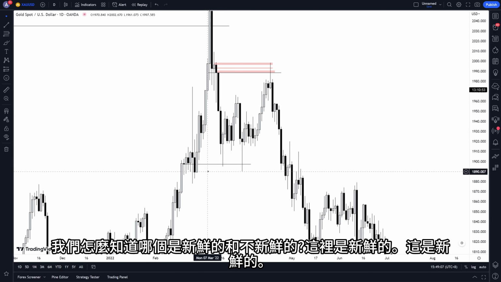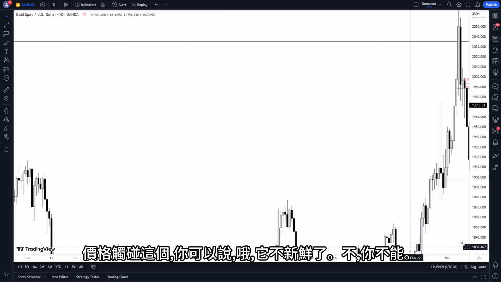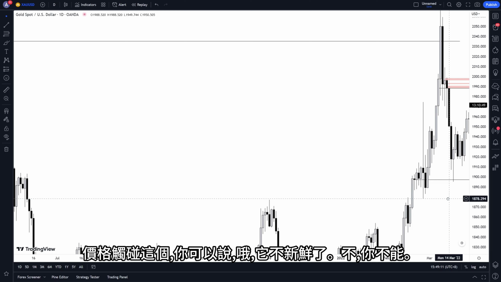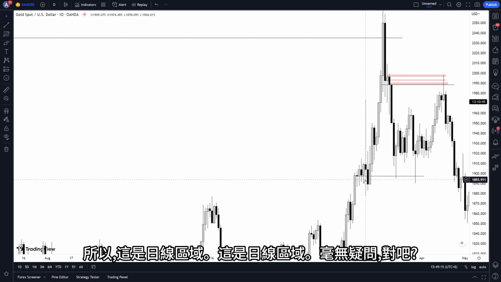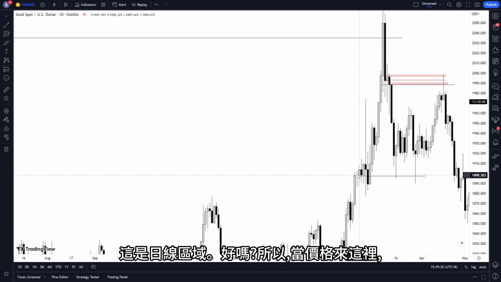How do we know which one is fresh and unfresh? This is fresh right here. Price touches this, you can say, oh, it's unfresh. No, you cannot. You have to first see, when price touched this zone, did price confirm a storyline? This is a daily zone. There's no question, this is a daily zone.